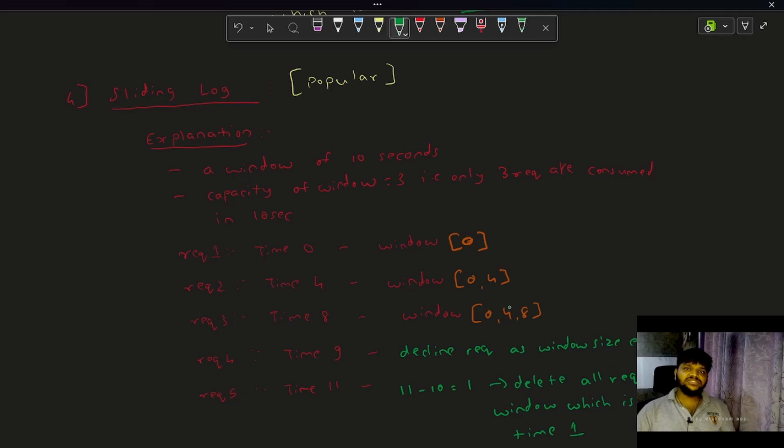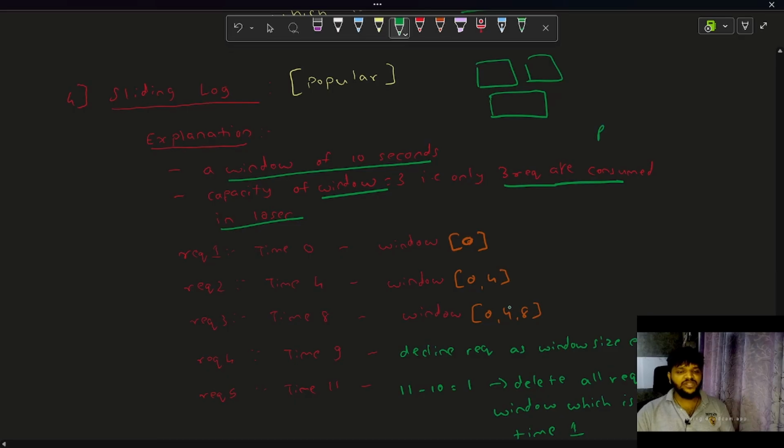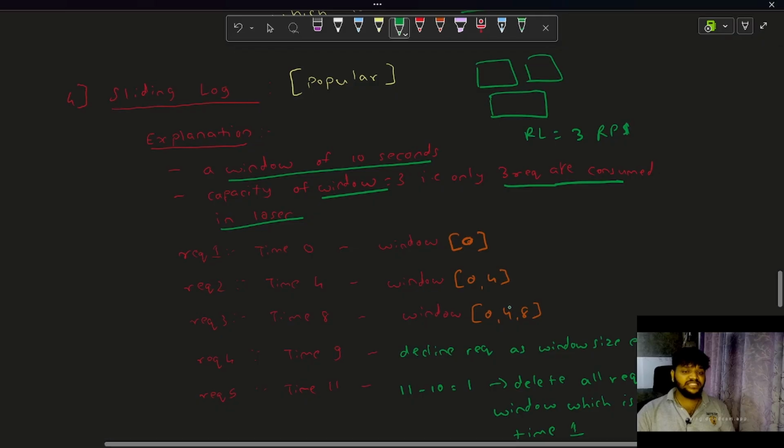So now let's discuss a fourth algorithm, that is sliding log. Let's say a window of 10 seconds is there. I am keeping a window and every window is of 10 seconds. Now the capacity of a window is equal to 3, that is, only 3 requests are consumed in 10 seconds. So basically what is my rate limiting? It is like 3 requests per 10 seconds.